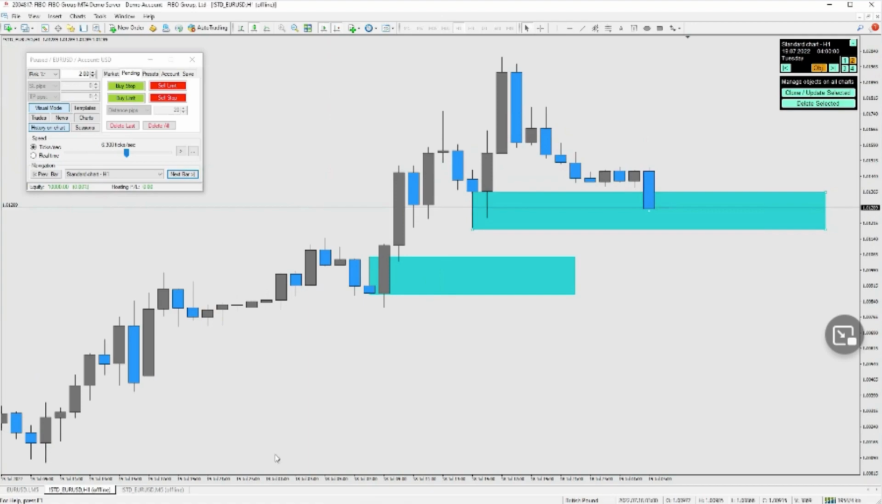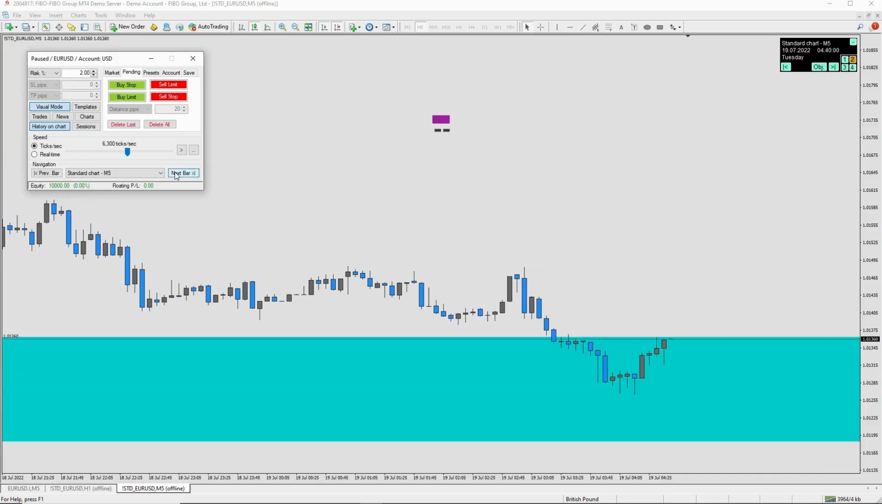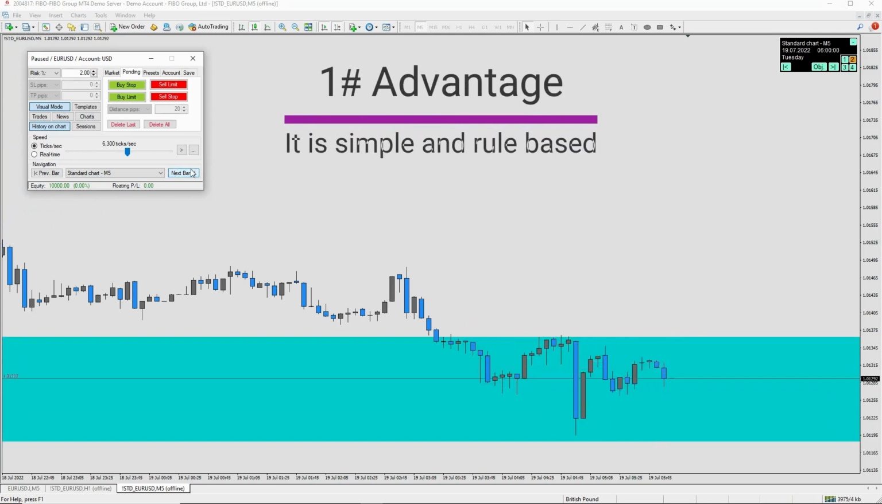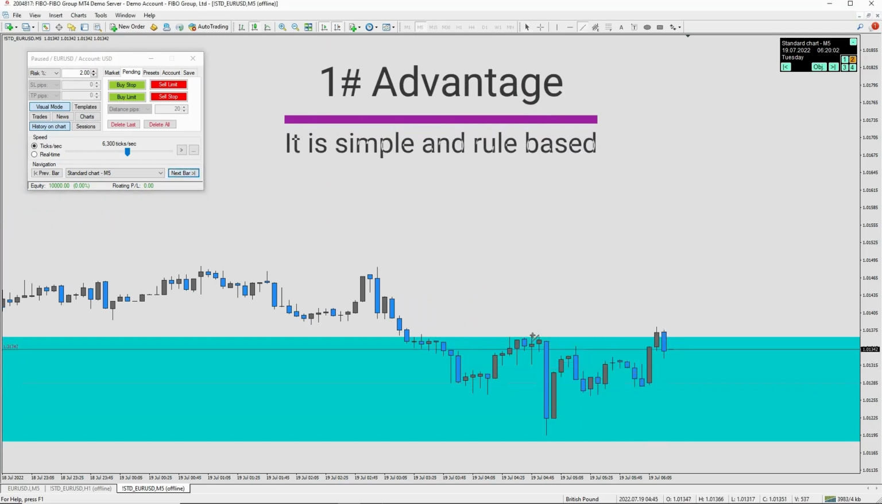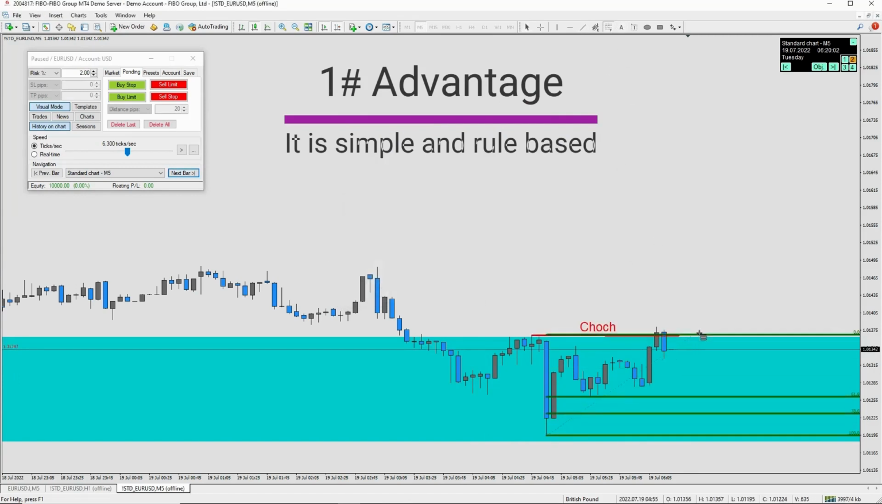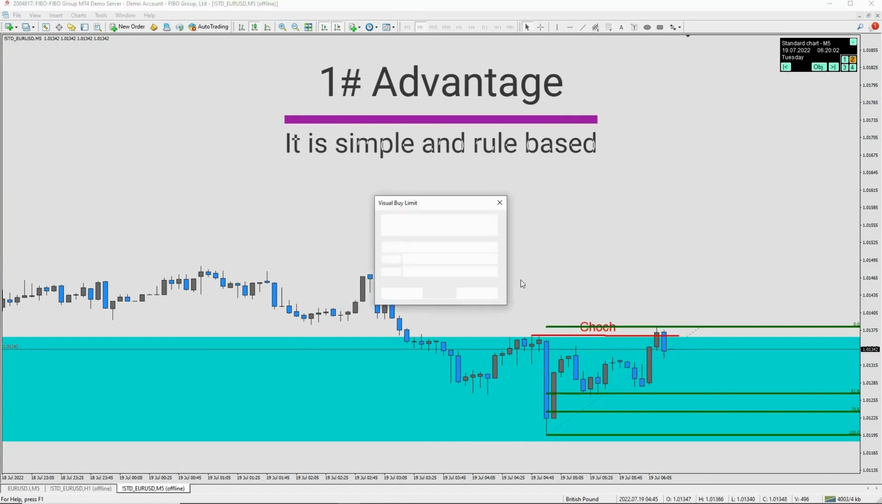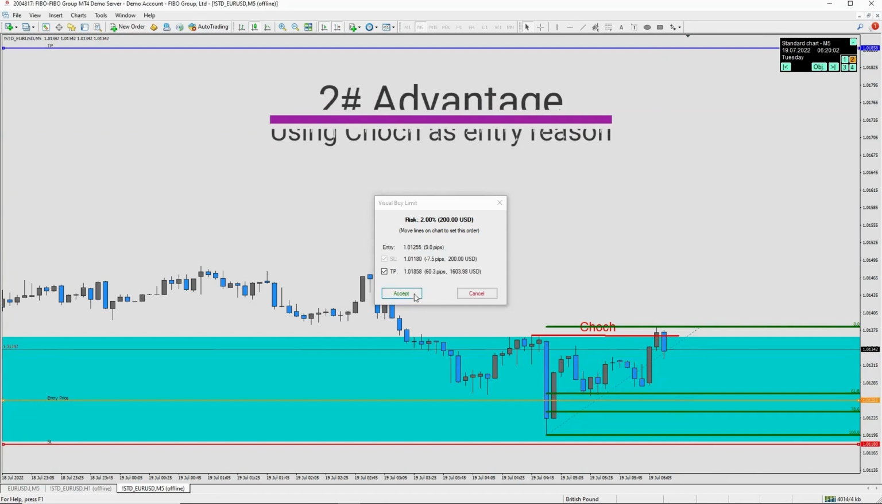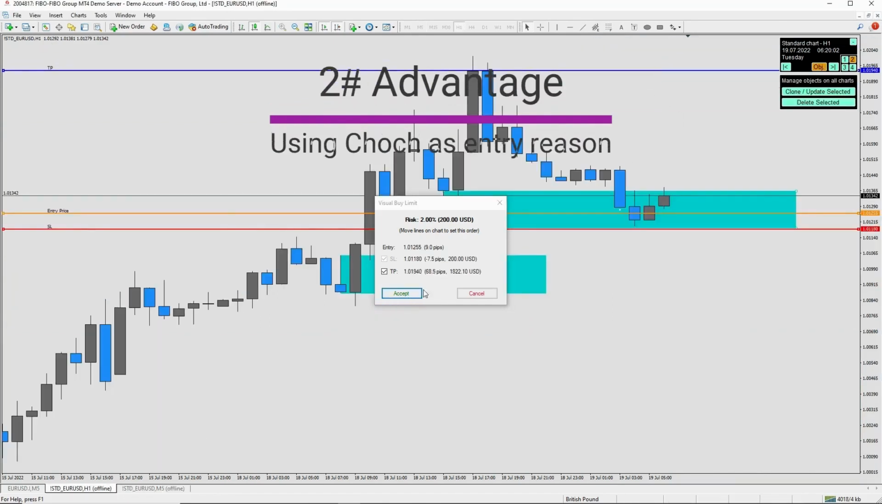The first advantage of this strategy is that it is very simple and rule-based. Instead of having multiple lines drawn on your chart and considering multiple indicators and factors, this strategy is easy to implement. You know exactly what you are looking for when you open the chart.